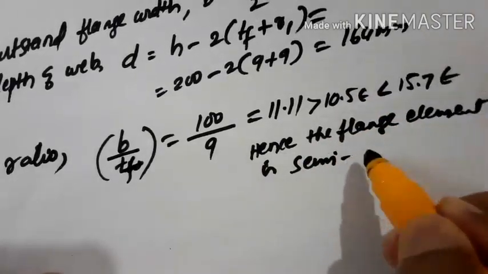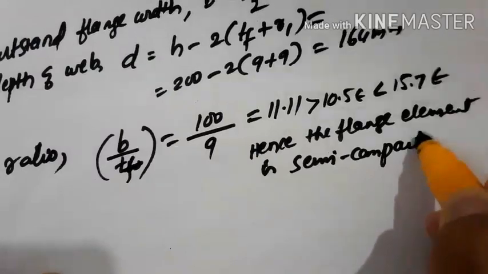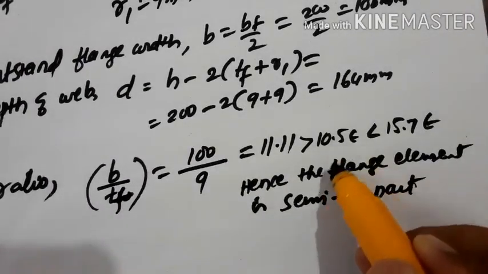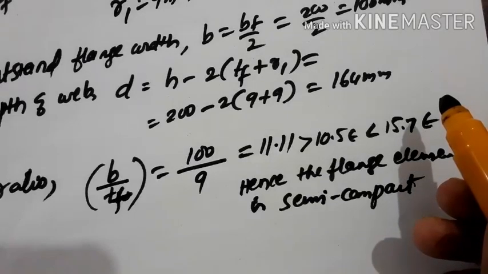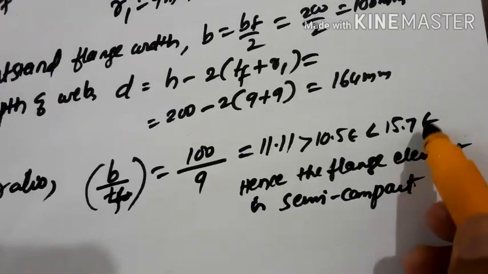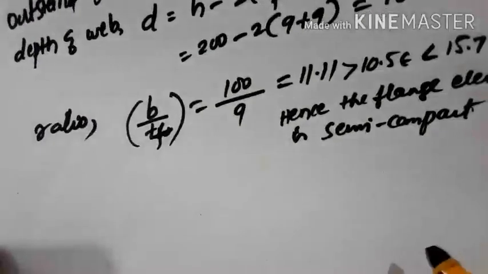semi-compact. It is semi-compact. Up to 10.5 is compact. If it crosses 10.5, then the element will be lying in the semi-compact range, up to 15.7.